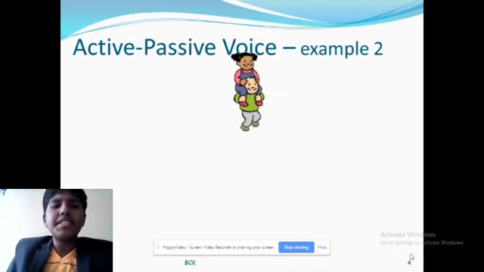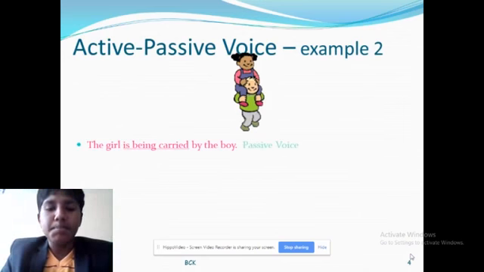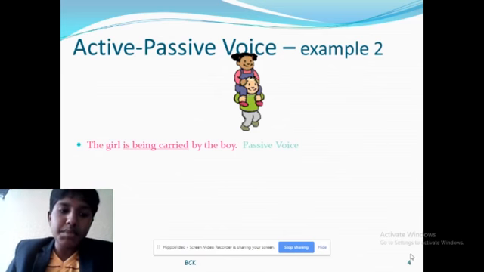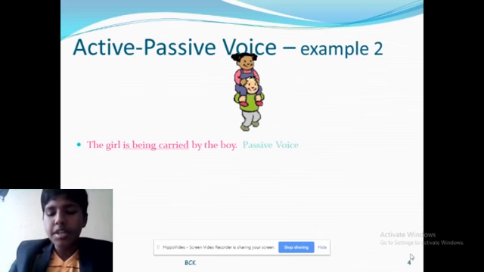And in example 2, we'll see that the girl is being carried away by the boy. So in this case, this sentence is in the passive voice. As we have already seen, the boy is carrying the girl. So the boy was the subject and the girl was the object. In this case, the girl has become the subject. So the object has turned into the subject and the subject has turned into the object.